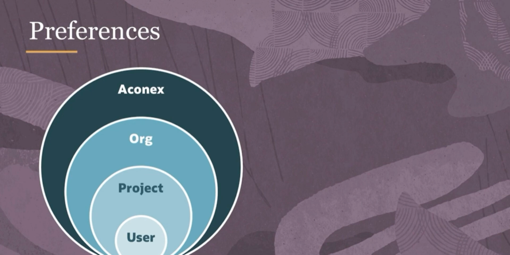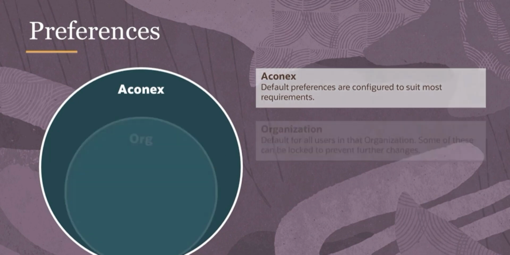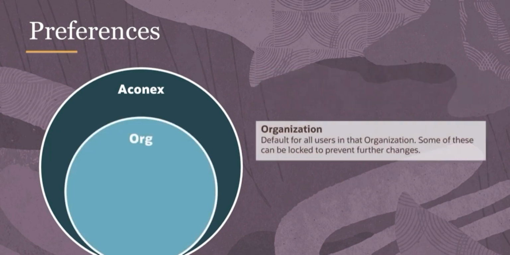It's likely that you'll never need to change too many preferences, but it's good to understand the hierarchy. At the top, we have the Aconex preferences that are controlled by, you've guessed it, Aconex. These are not accessible by anyone else and they control a lot of the default preferences and suit most organizations and most projects.